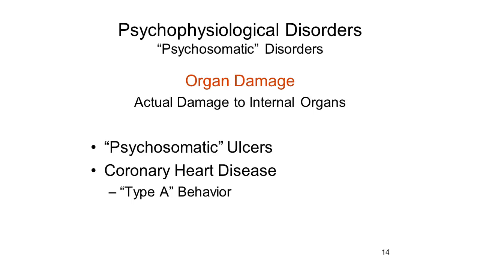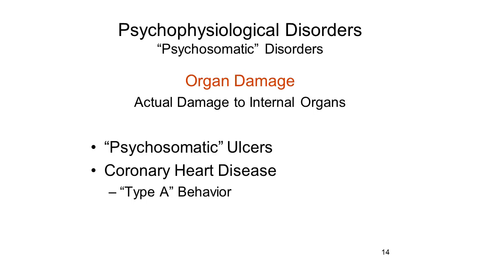Perhaps the classic example of a psychophysiological disorder are so-called psychosomatic ulcers. Not all ulcers, but there are some gastric ulcers that occur in the context of high levels of psychological stress, and because they're presumably associated with the stress in some ways, caused by the stress, they're labeled as psychosomatic.